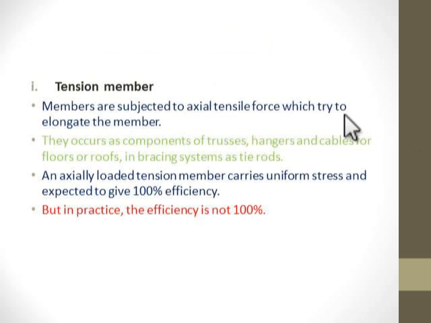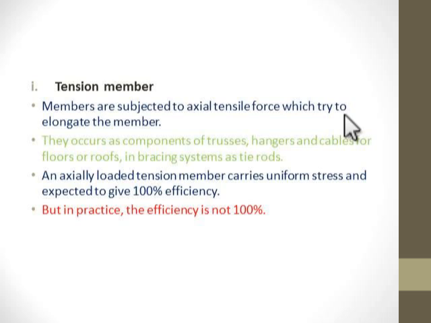Tension members are the members which are subjected to axial force, which tries to elongate the member, and as I said, they are also called tie members. And the form of a tension member is also governed to a large extent by the type of the structure of which it is a part, and by the method of joining it to the adjacent members of the structure.